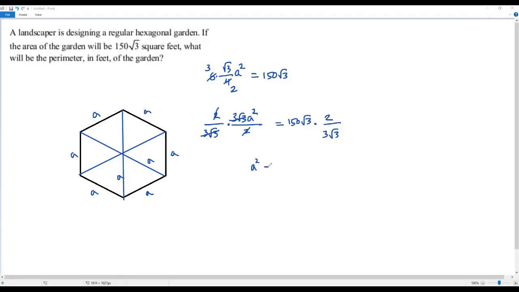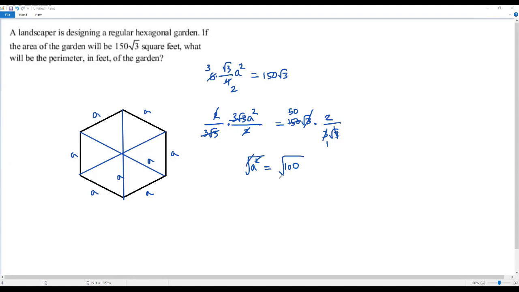I am getting A square on the left side. Here square root of 3 will cancel out. 3 goes into 3 one time, 3 goes into 150 50 times. Here when I multiply this 50 and 2, I am getting 100. To solve for A, we have to get rid of this exponent 2. So let me take the square root on both sides to get rid of the exponent 2 over here. Then the square root and square will cancel out.